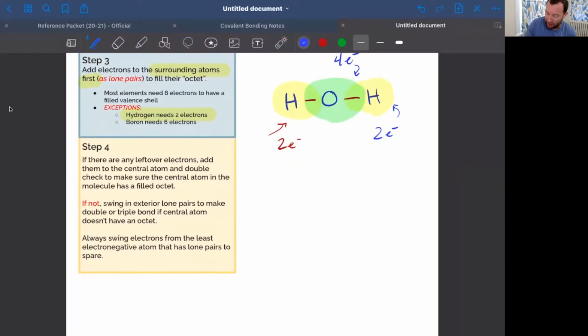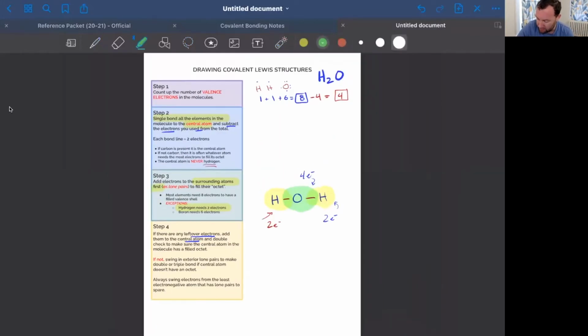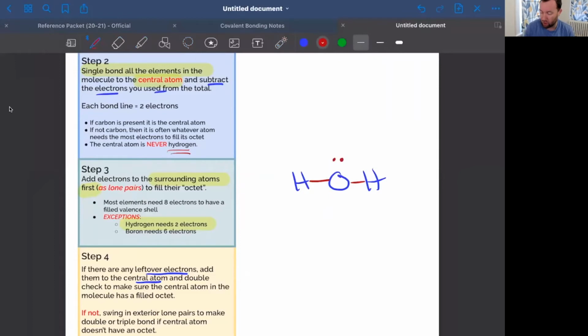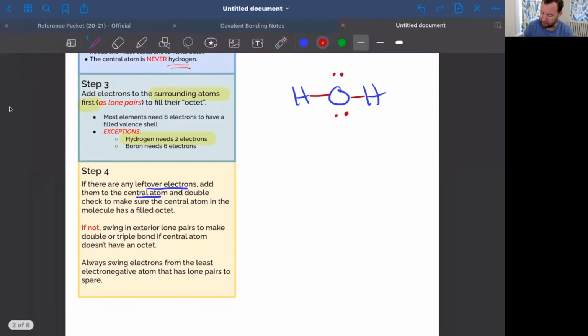Step 4 says if there are any leftover electrons, you're going to add them to the central atom. Now that you've filled the octets of the outside atoms, you add them to the central atom. So I do have some leftover electrons, right? Let me erase this real quick and get back. Oxygen, a hydrogen, a hydrogen. There we go. I have 4 leftover electrons. So what I'm going to do is add those electrons as pairs, called lone pairs, to this central atom.